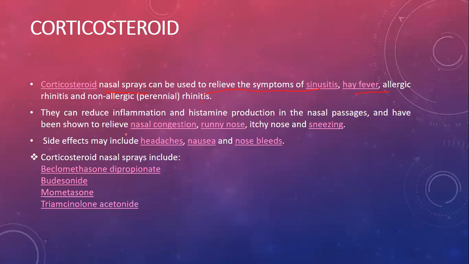There are some side effects that can be expected from the usage of corticosteroid nasal spray, which include headache, nausea, and nasal bleed or epistaxis. The commonly used corticosteroid nasal sprays include beclomethasone dipropionate, budesonide, mometasone, and triamcinolone acetonide. So the advantage of this nasal spray is we can get relief from many signs and symptoms of infections such as sinusitis, allergic as well as non-allergic rhinitis, and hay fever.